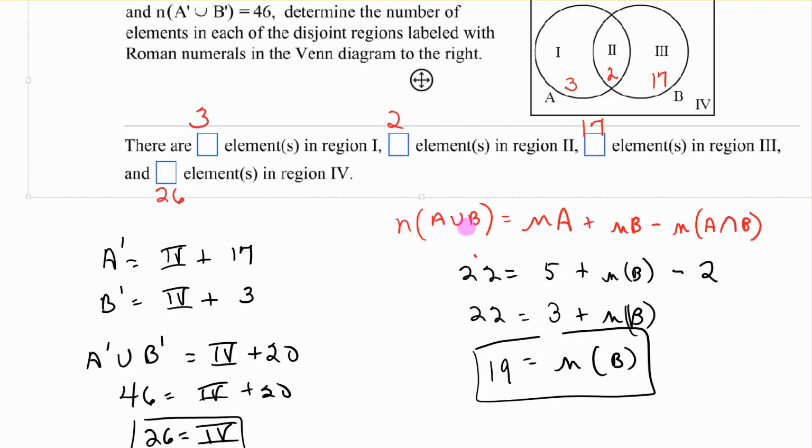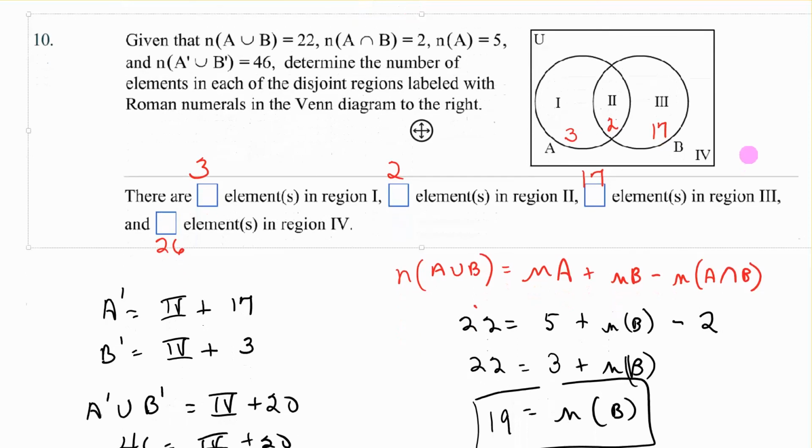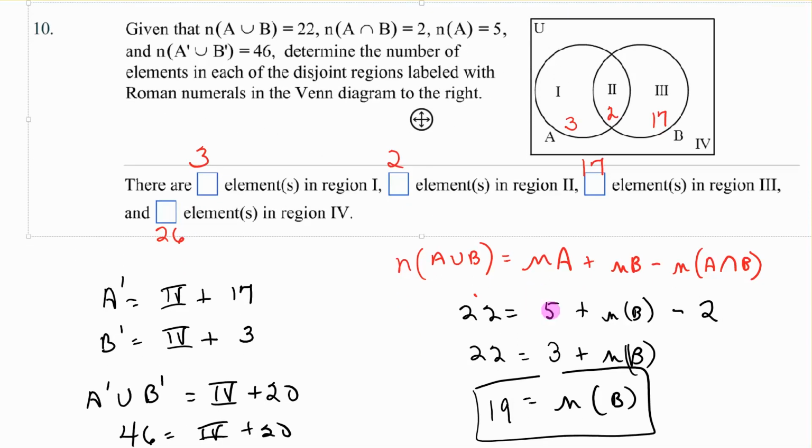The number of A union B is equal to, and here's our rule, so we knew that the number of A union B is 22, and we've got that the number of A is 5, the number of B we don't know for sure, minus 2. So 22 is equal to 3 plus the number of B, and we get that the number of B must be 19.